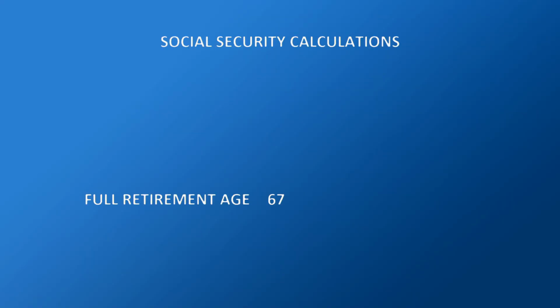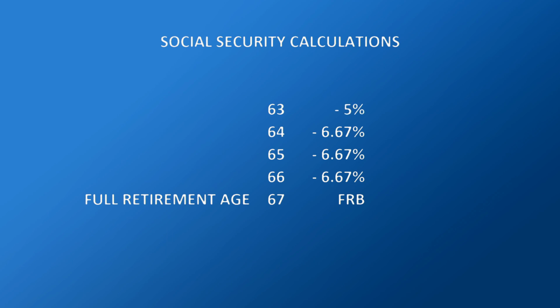Let's begin by saying how Social Security benefits are calculated. At full retirement age, which for most people is 67, you receive the full retirement benefit, which we'll abbreviate FRB. If you start 1 year early at age 66, 6.67% is deducted from your full retirement benefit. Same for 65 and 64. If you start at 63, another 5% is lopped off, and another 5% if you start at minimum age 62.